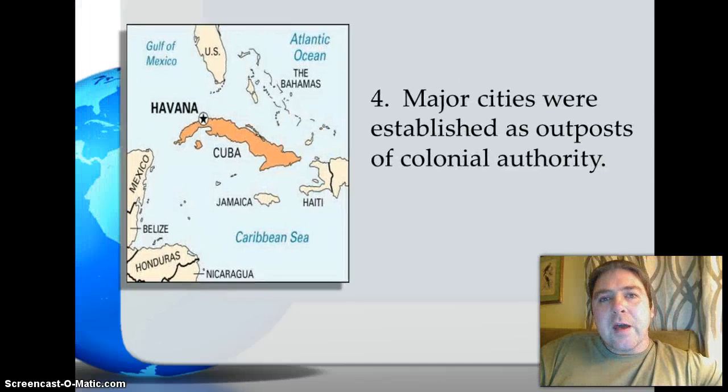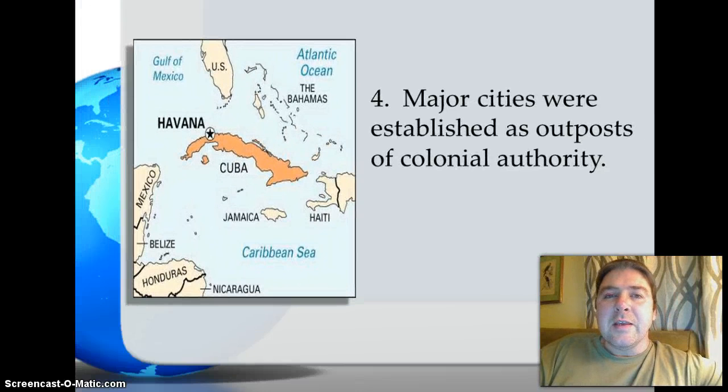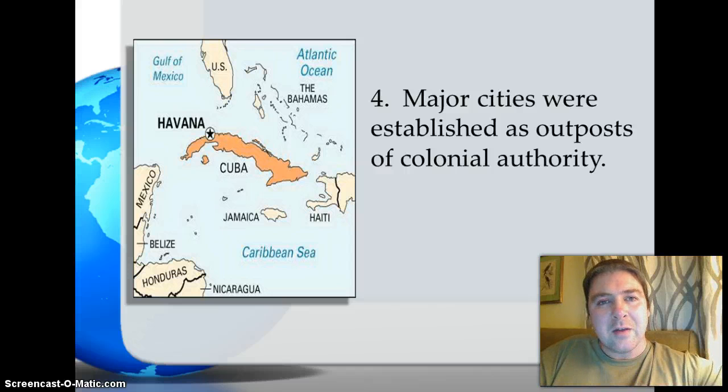Okay, a fourth piece of essential knowledge is the construction, the building of major cities throughout Latin America as symbols of colonial authority. Okay, the Spanish, the Portuguese, when they arrive, it's not that there weren't cities. The Aztecs had Tenochtitlan, for example. The Incas had their capital city at Cusco.